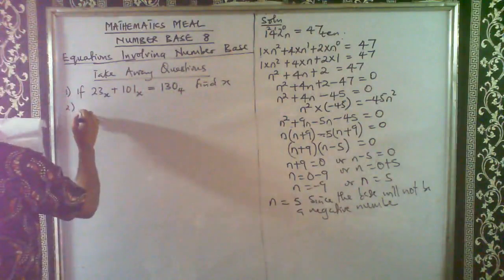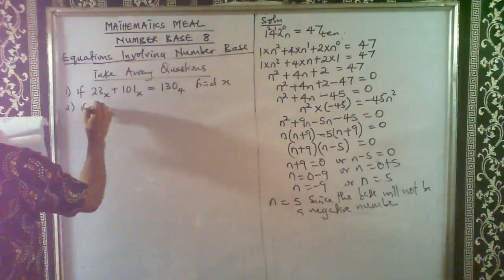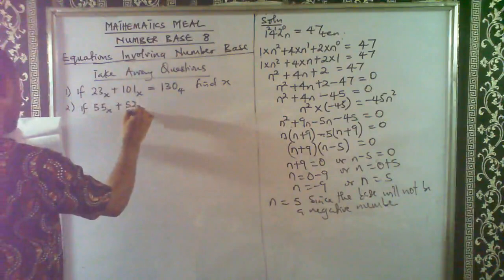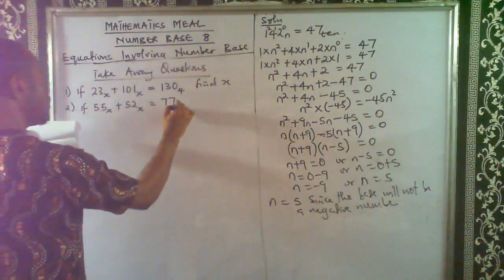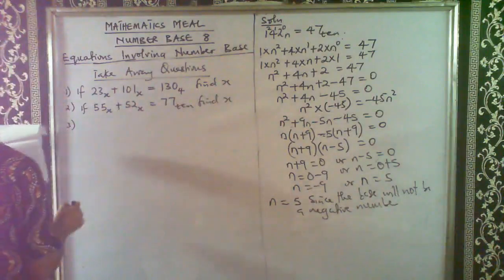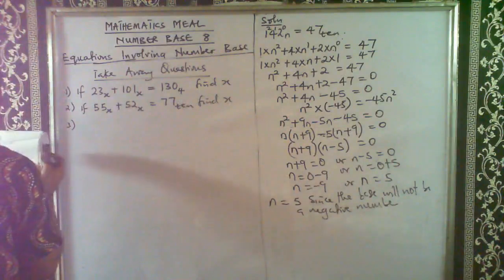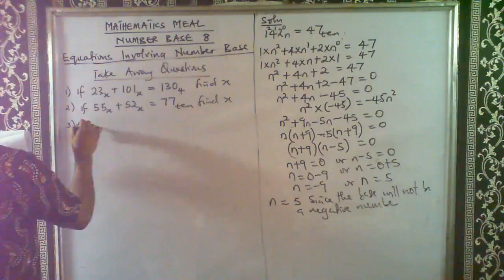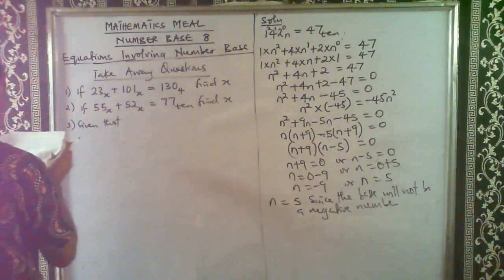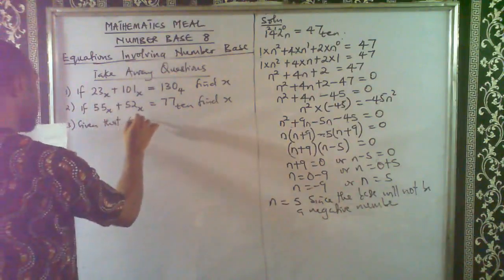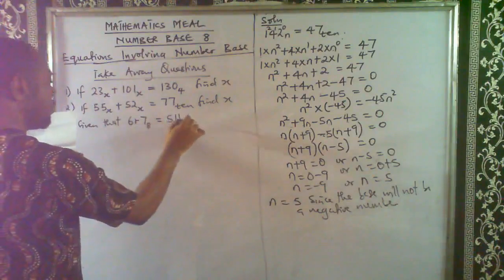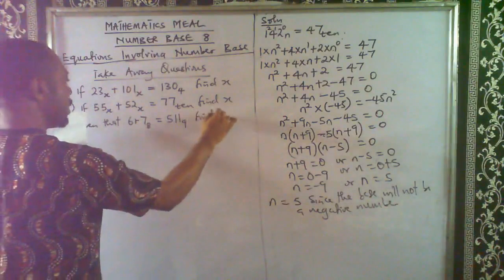2. If 55 in base x plus 52 in base x is 77 in base 10, find x. 3. Given that 6r7 in base 8 is 511 in base 9, find r.